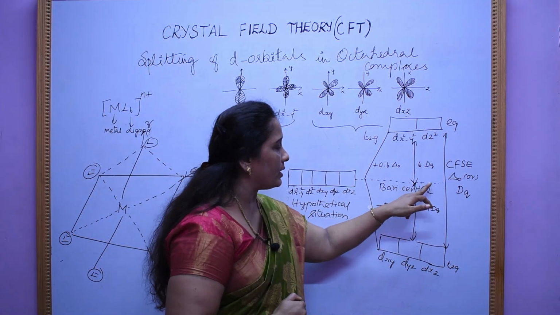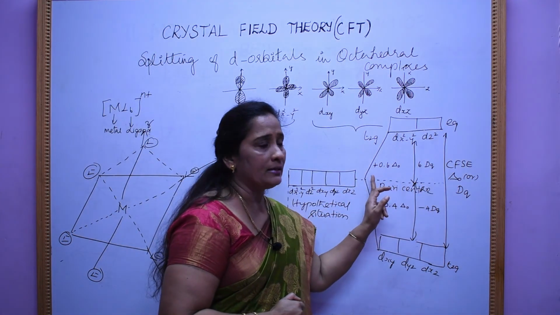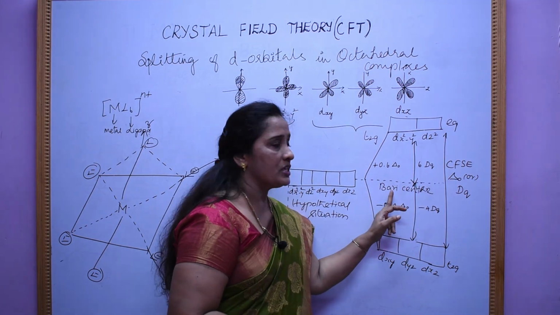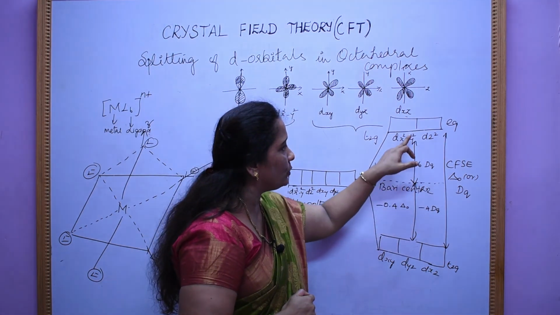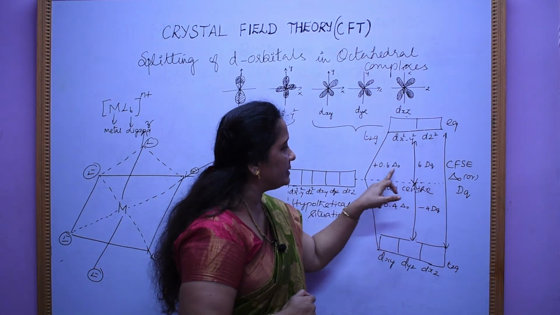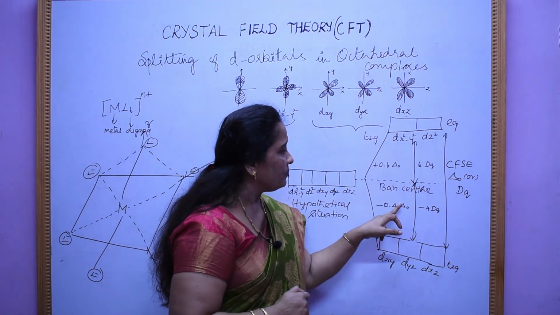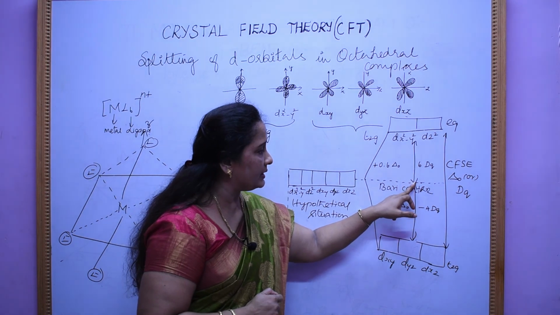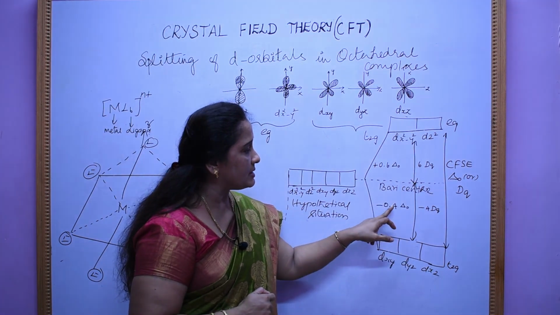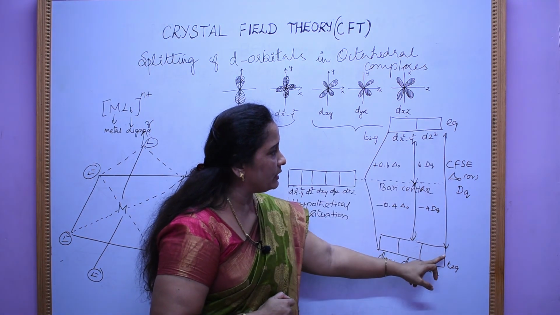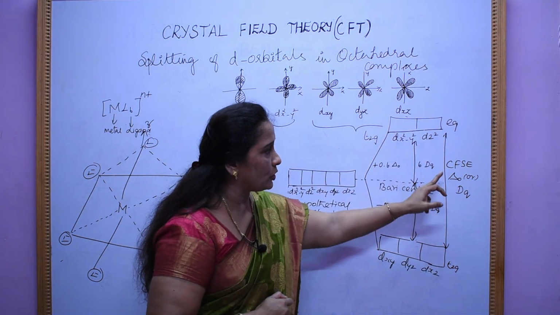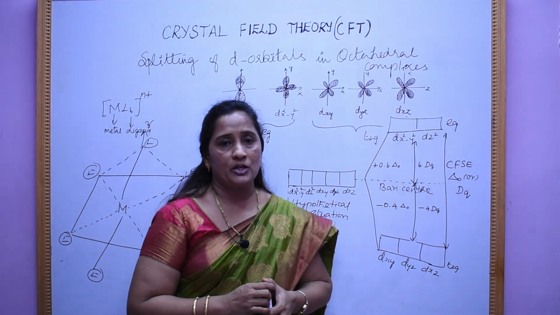There is a state called the no splitting state, and it is represented by a dotted line which is called the barycenter. From the barycenter to eg, the energy difference is plus 0.6 delta 0, and the energy difference between this barycenter and t2g is minus 0.4 delta 0 or minus 4 Dq. The energy difference between the eg and t2g is called the crystal field splitting energy.